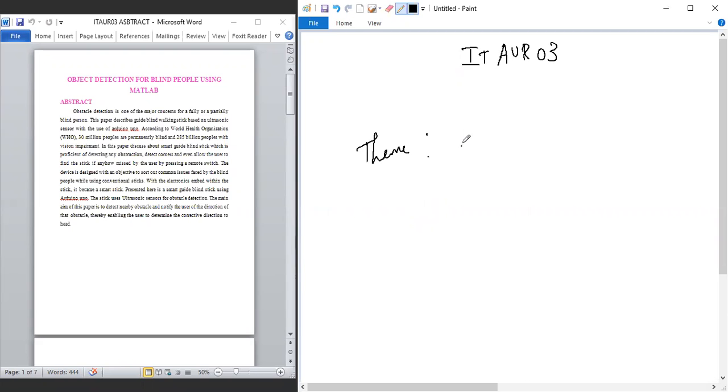We are going to detect the object, and we are going to speak or tell what type of object it is. Speak the object name. So this one is helping for blind people. This is the main theme of the project.